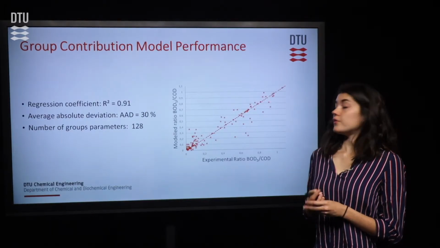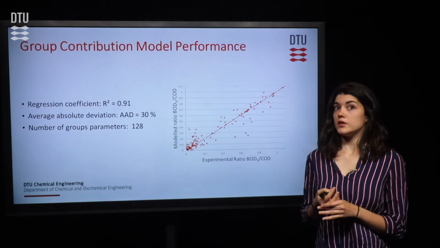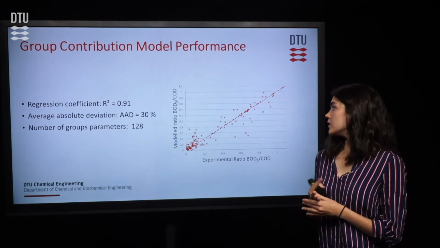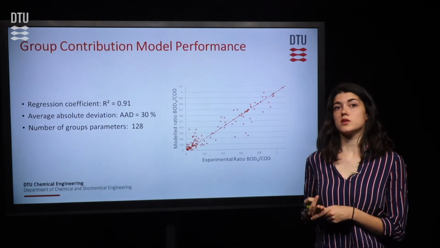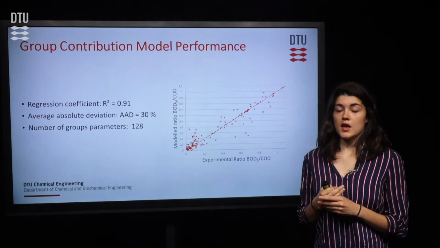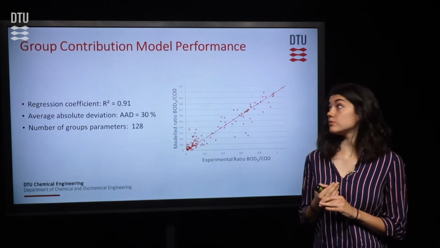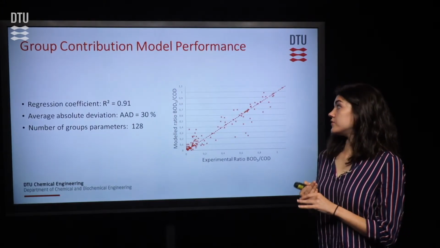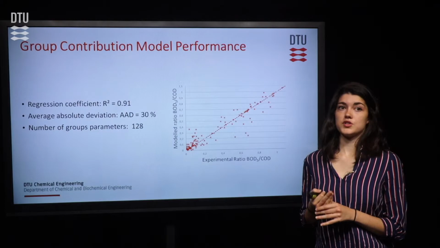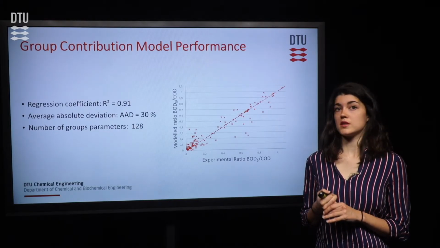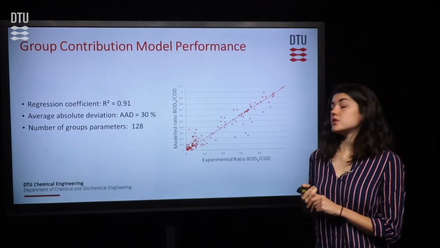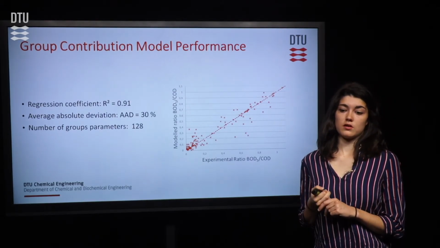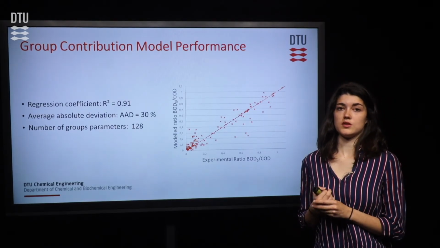And finally, the performance that we get for our model is represented on this curve. So this represents the model ratio compared to the experimental ones coming from our database. And we finally get a regression coefficient of 0.91 and an average absolute deviation of 30%. So we are now able to describe 128 groups to calculate the biodegradation.